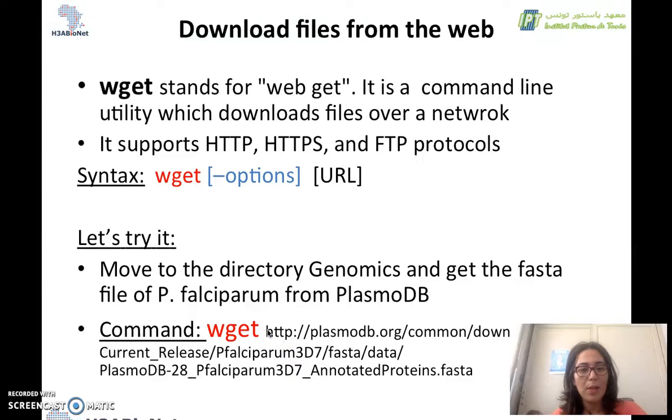I'm going to ask you right now to move to the directory genomics and to get this FASTA file, which is a FASTA of the Plasmodium falciparum that we are going to get from the PlasmoDB database. Just to give you a sense of a big file and how we can visualize its content. Again, you can check the different options of the wget command by typing man wget, of course. And we are going to copy this URL that we are going to put into our terminal to download.